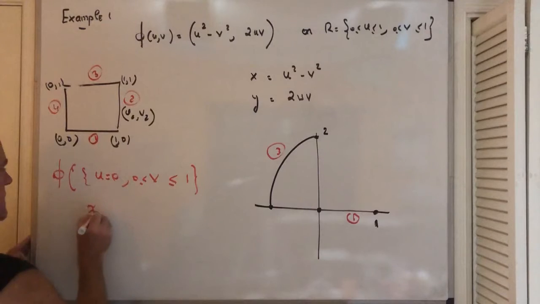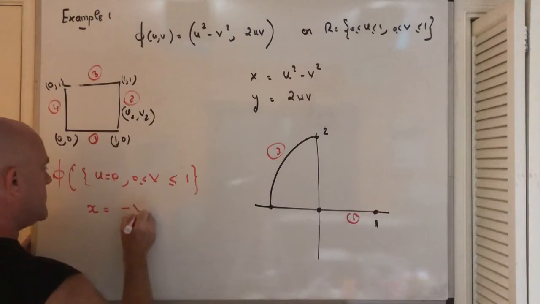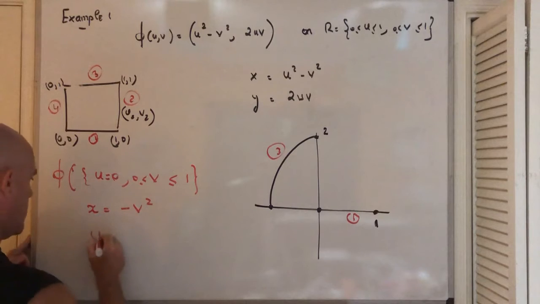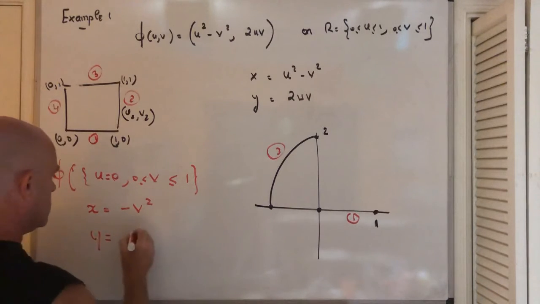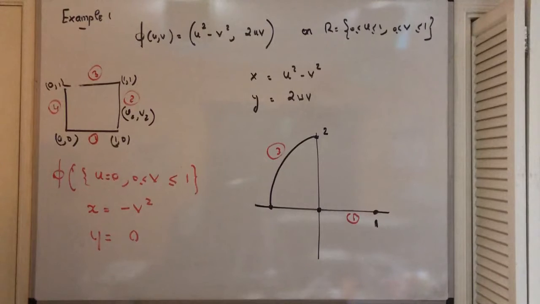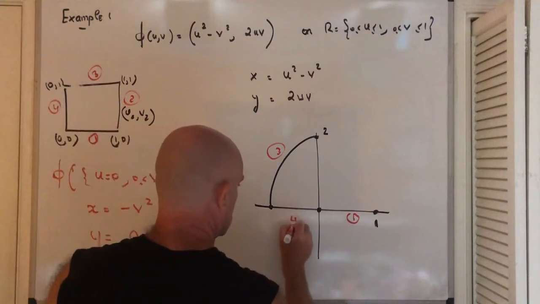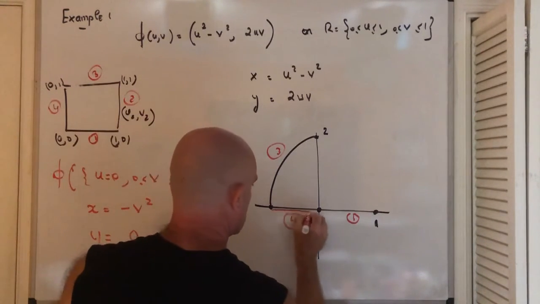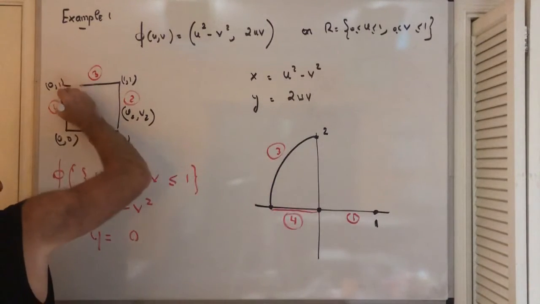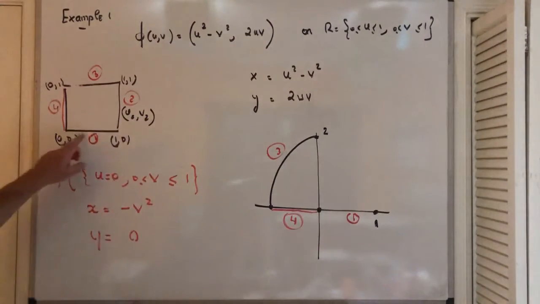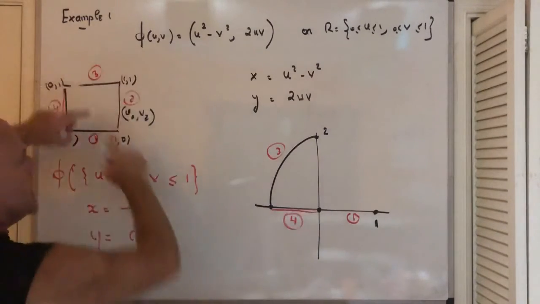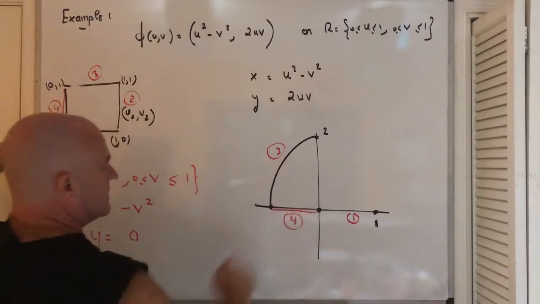Alright, so now you've got x equal to minus v squared, and y is going to be equal to, well, 0. So this time we again have a segment, but it's located not on the positive values of x but on the negative values of x, which varies between 0 and 1. So this is the image of 4. That guy is mapped to this, and that guy is mapped to that.